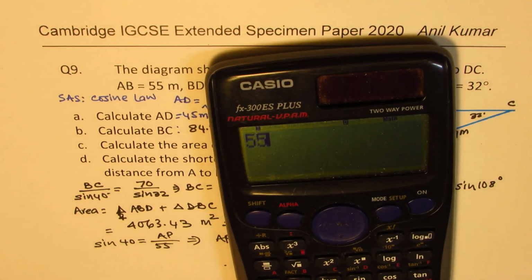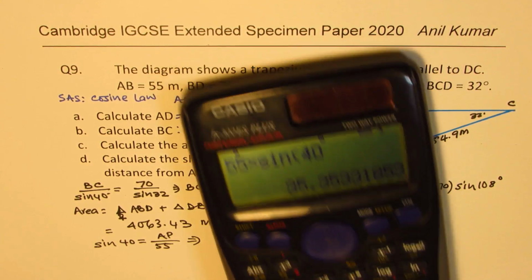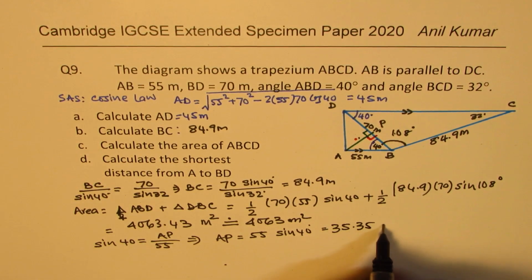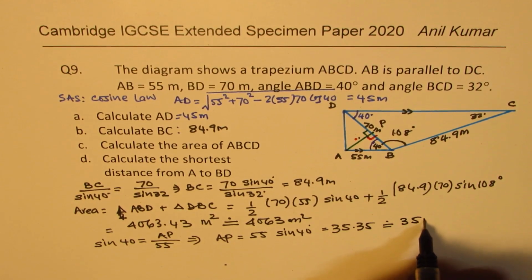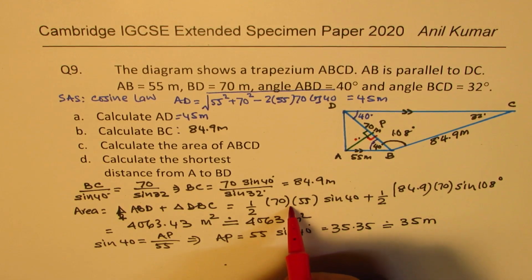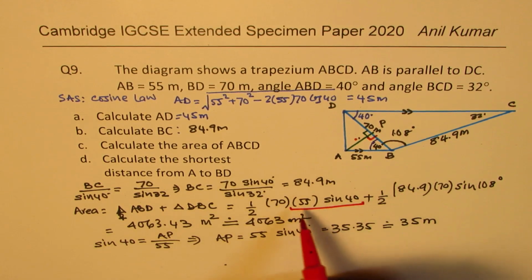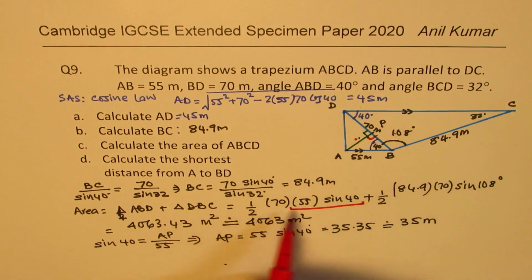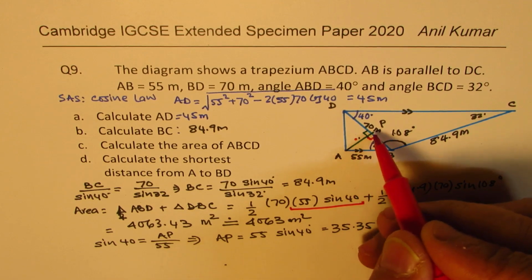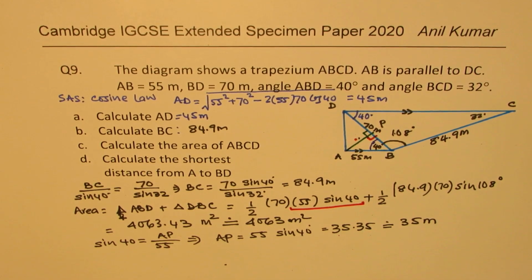So which is 55 times sine of 40 degrees, 35.35. So you can approximate this to 35 meters, correct? So that is how we get this shortest distance. Now actually speaking, when you are doing this formula, right, so you could see this. This is your height. You see that? This is the height and that is your base. So that is the derivation of area. That is how we derive. So we actually find this height using this concept.